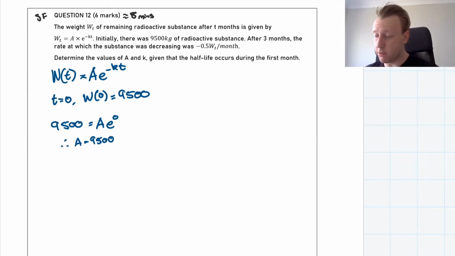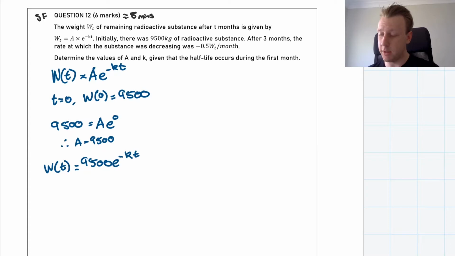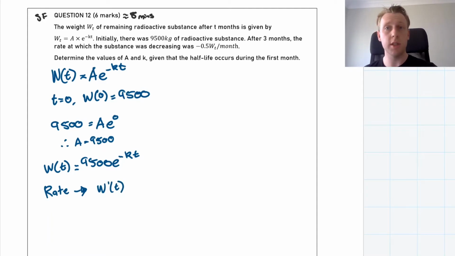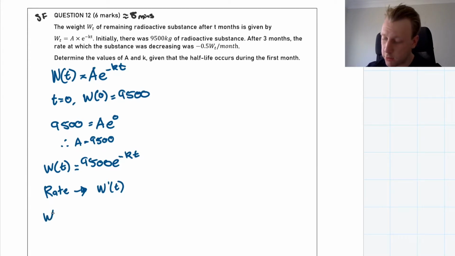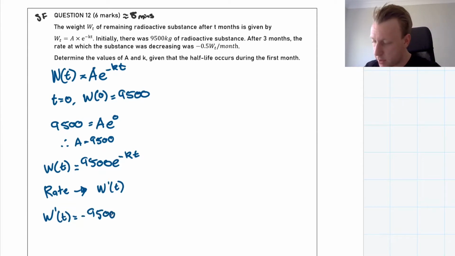Now we're given that there's a rate. So we've got a function here: 9,500 e to the negative kt. That's our function. Now we're told that the rate is decreasing at this particular value. So we need to say rate implies derivative. Because we're dealing with rate, we're interpreting the question, we're making it very clear that we're going to differentiate, because that is the skill we need to do in order to answer this question. So the derivative of this function is negative 9,500 k e to the negative kt.